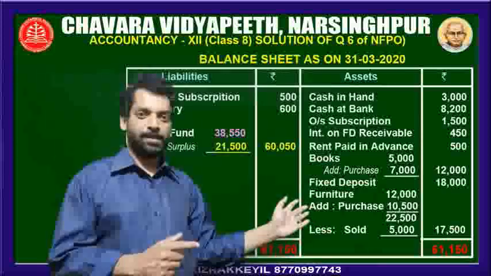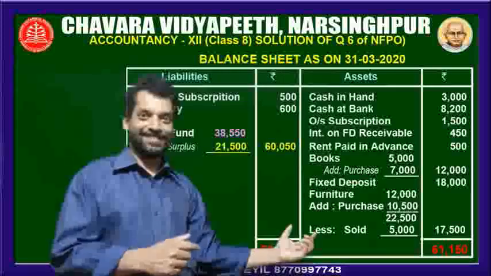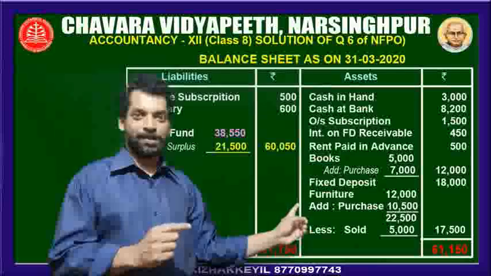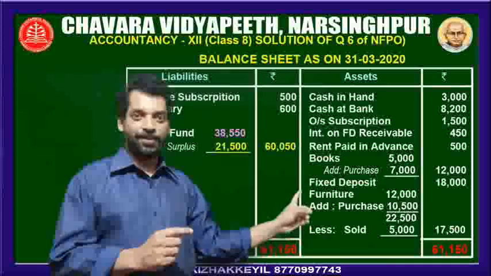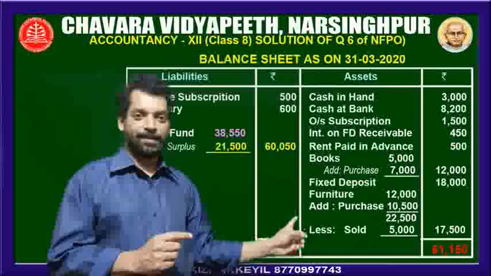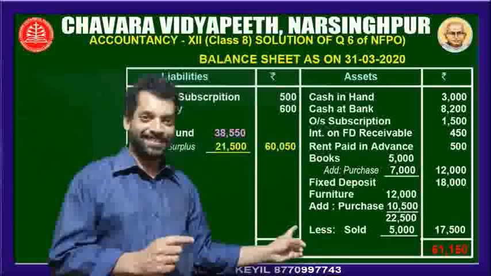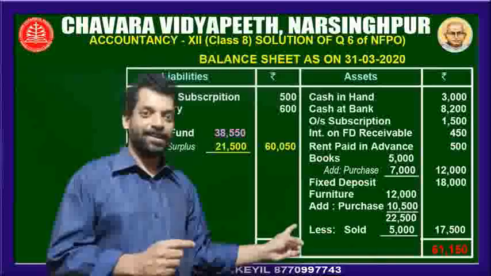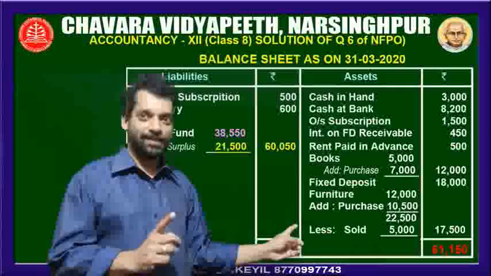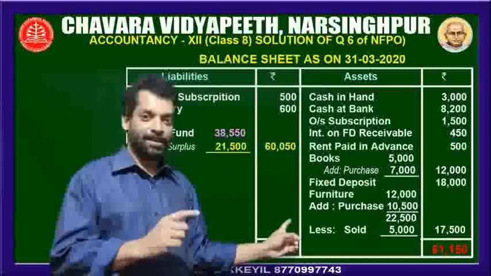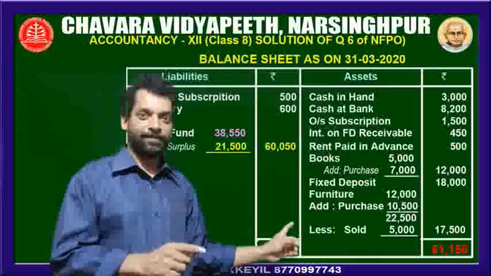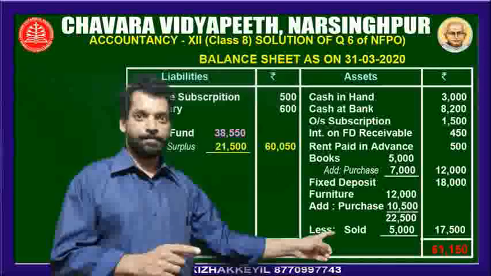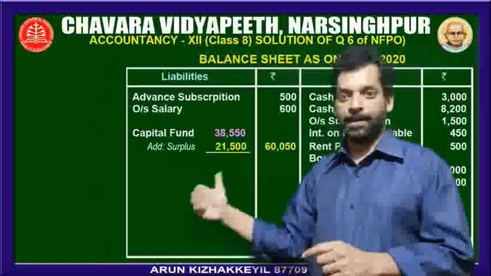And fixed deposit 18,000. Furniture, see the details. Furniture in the beginning was 12,000 and current year's purchase is rupees 10,500. Total 22,500. See the other calculation, less sold. See the amount sold given is 5,000, not 3,700. The amount sold is at book value 5,000. So after deducting 5,000, the total is 17,500 shown there.